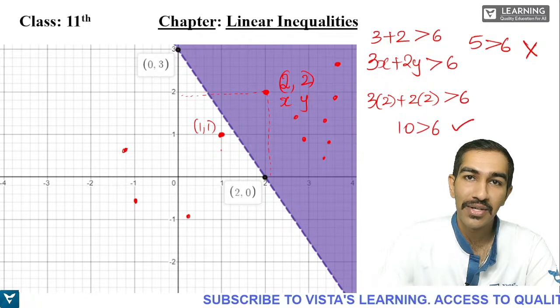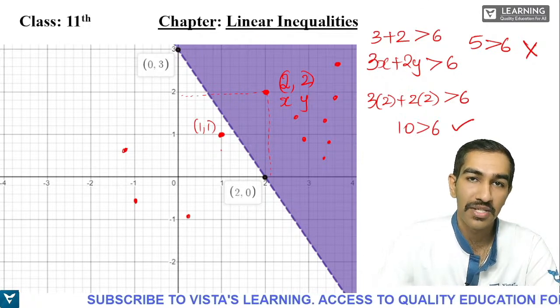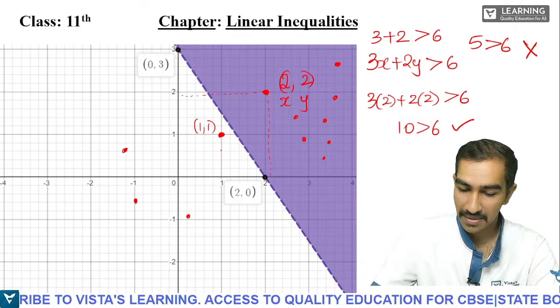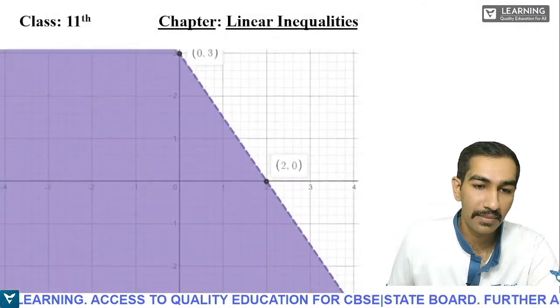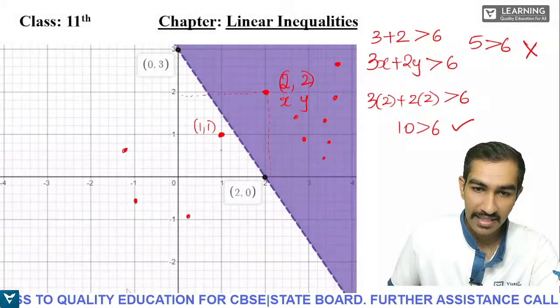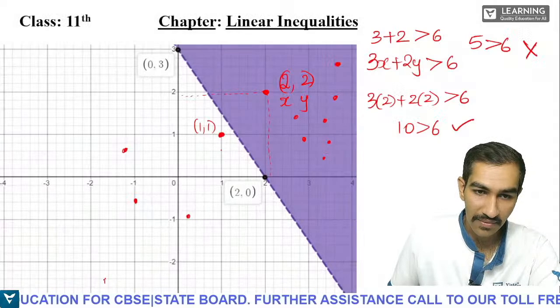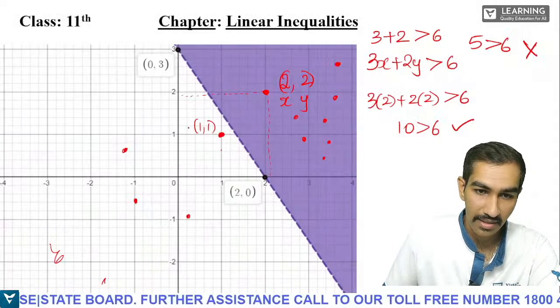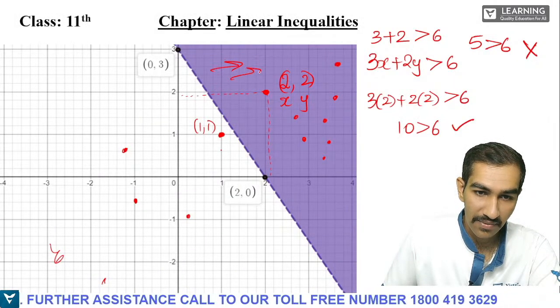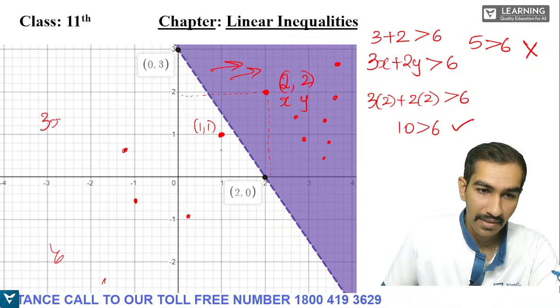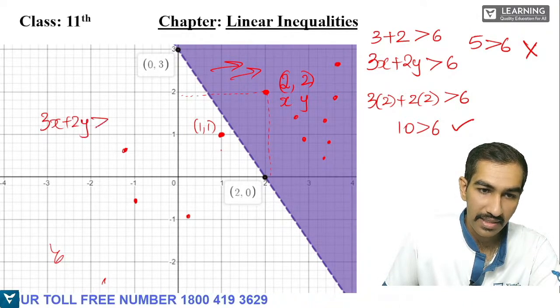I hope you understood. We'll move on to the next example. So this is greater than 6, right? This region, whatever we have shaded here, is 3x plus 2y greater than 6.